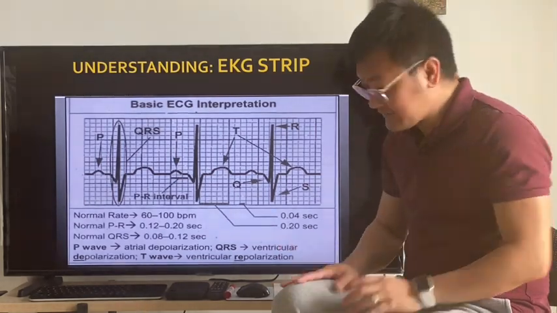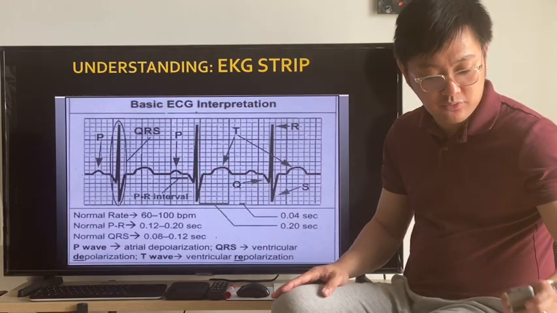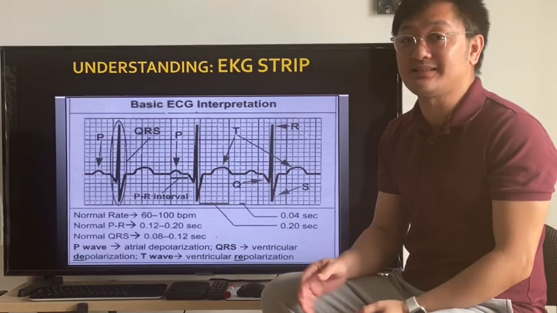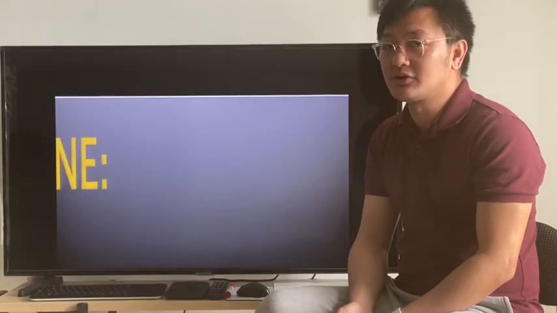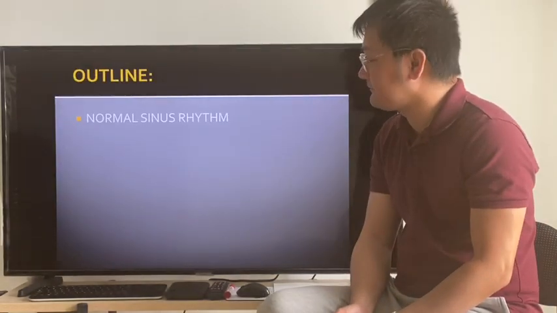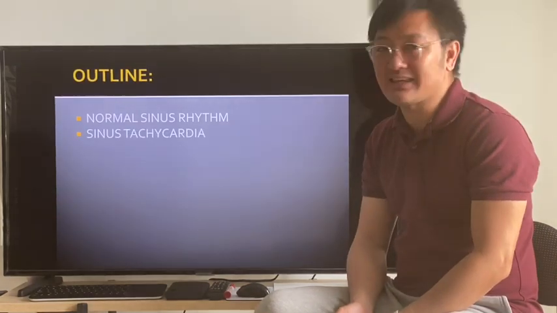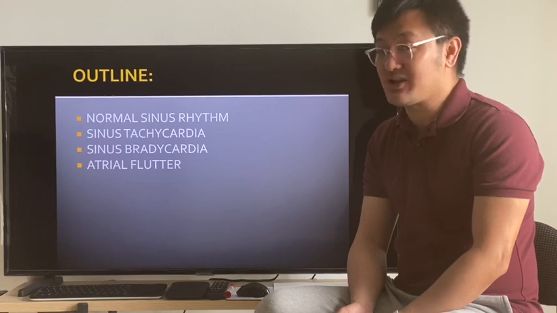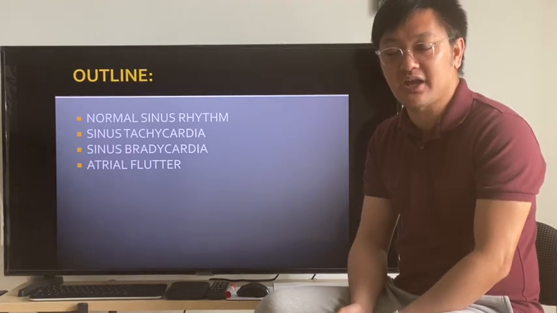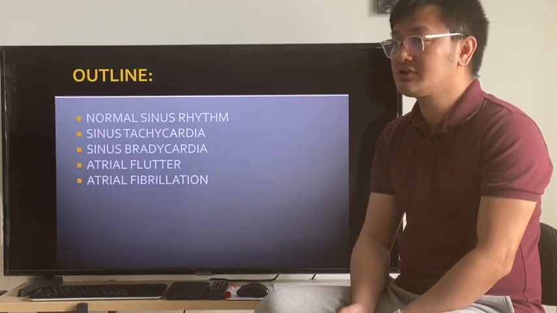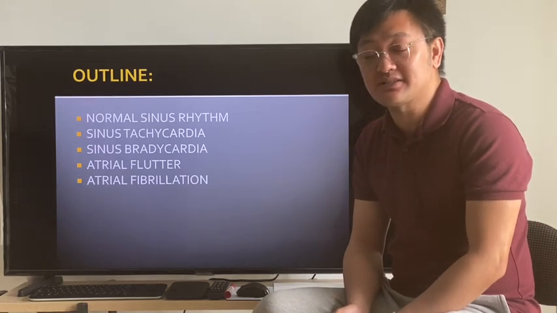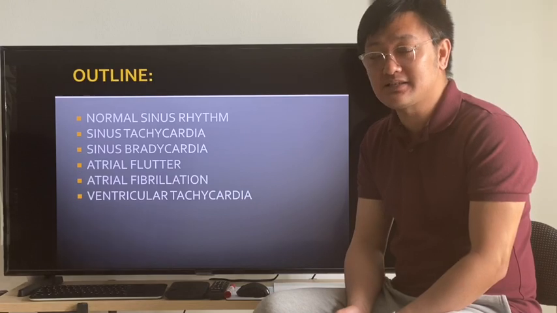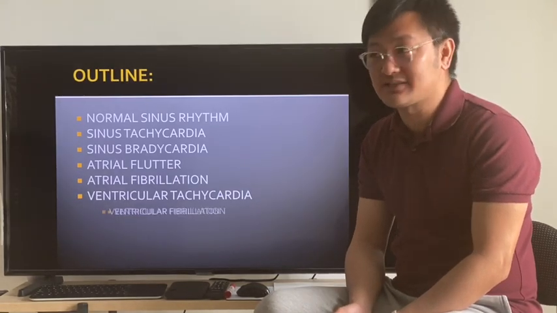Now, for this clip, we will talk about common rhythm tracings in your ECG. The outline: we will talk about normal sinus rhythm, then sinus tachycardia, sinus bradycardia, then atrial dysrhythmias like atrial flutter and atrial fibrillation. Then ventricular dysrhythmias like VTach and VFib. We will also talk about PVCs, and asystole.